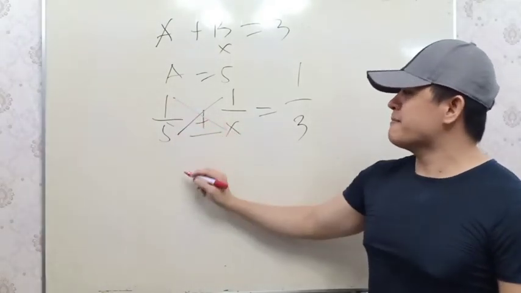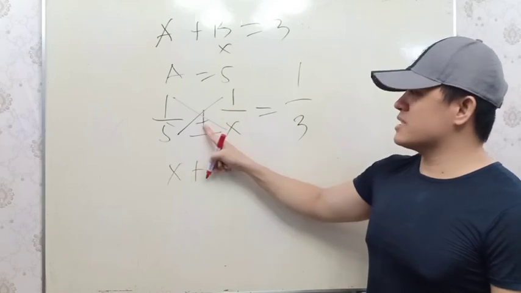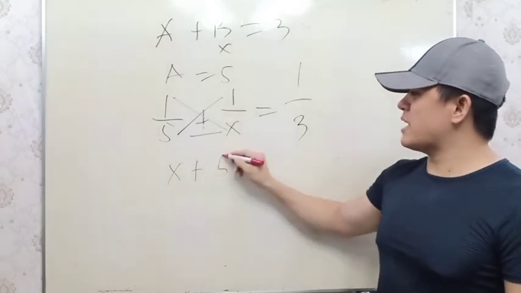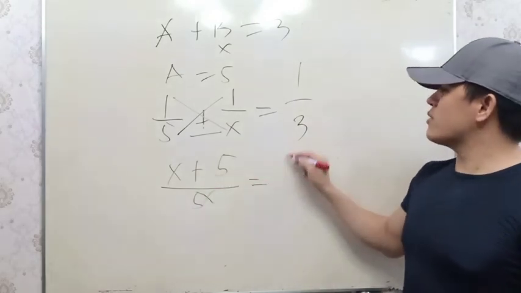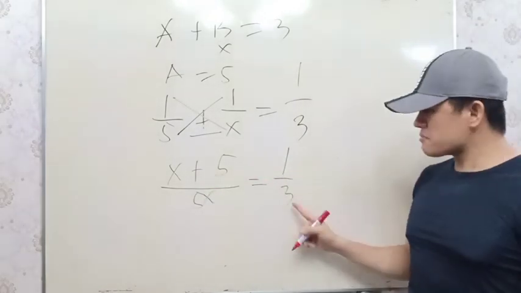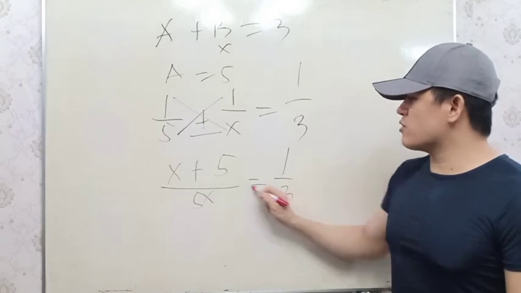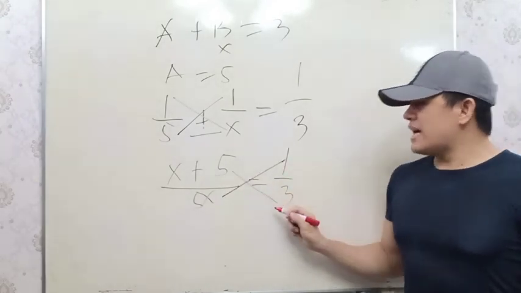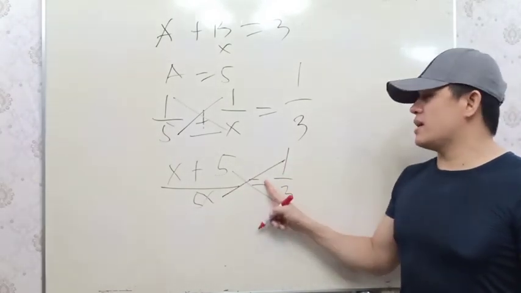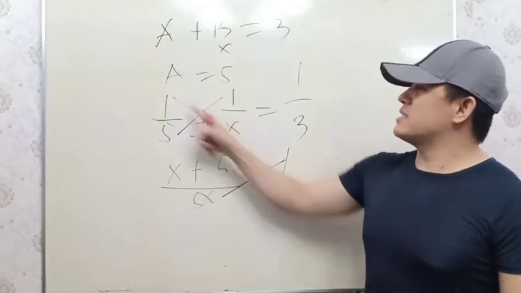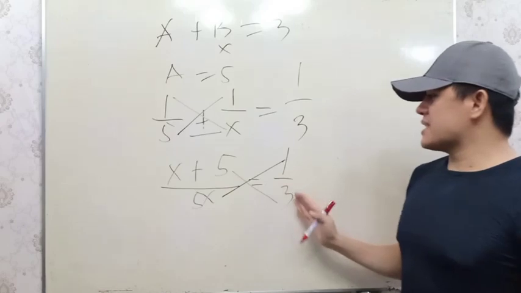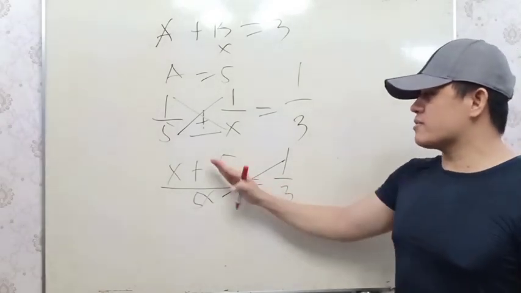X times 1, that is X, plus, because it's plus, 5 times 1, that is 5, over 5 times X, that is 5X. Okay? Is equal to 1/3. Now, this one is a fraction again. You just cross-multiply. There's no multiplication here because there's an equal sign. If there's no equal sign, just minus or plus, you're going to do it like this: this one, that one, and this one. But since there is an equal sign here, just cross-multiply like that.